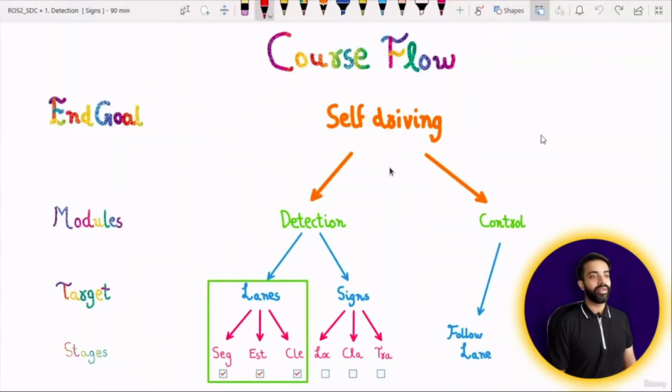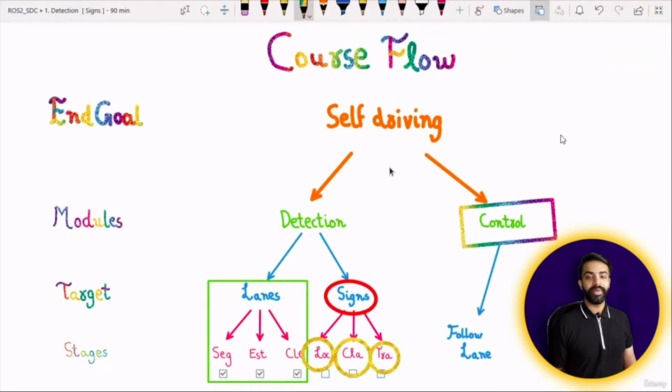Moving on to the second most important feature of any self-driving car, that is to obey the road speed limits. The self-driving car is required to gather or detect information about the speed signs on the side of the road. This information will be extracted in 3 stages. Number 1, localization. Number 2, classification. And number 3, tracking. Once we have gathered sufficient information, we can then move on to developing the control algorithm that will adjust the speed of the car to comply with the local speed limits.